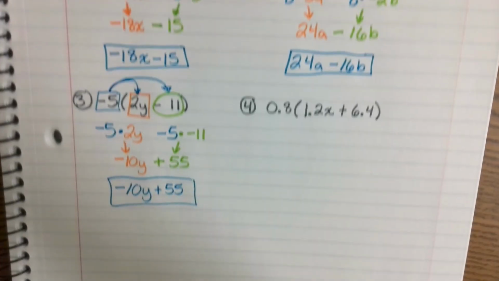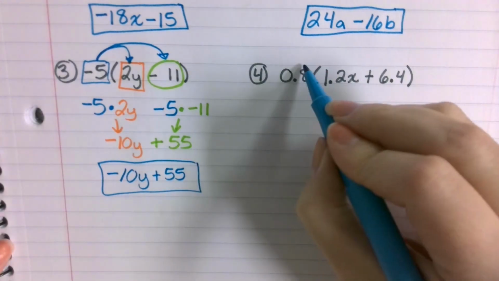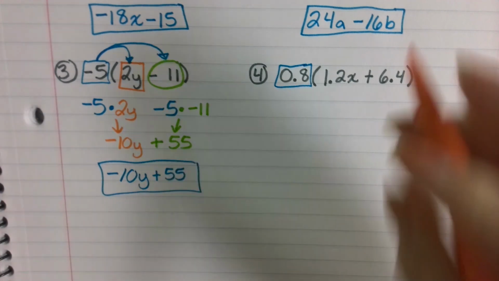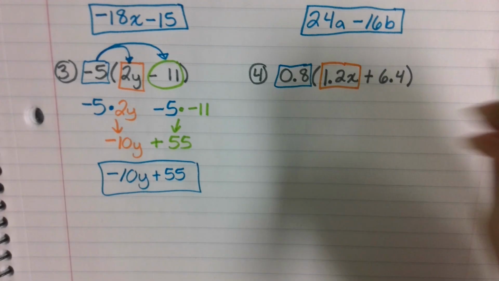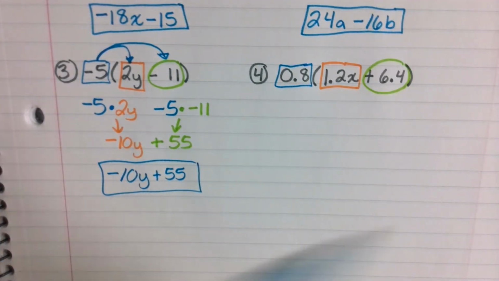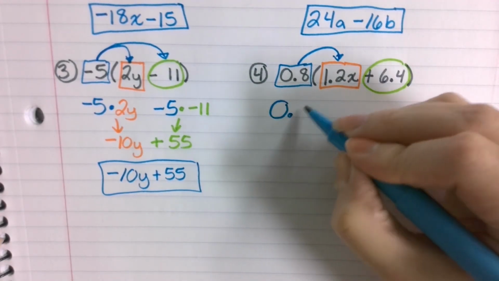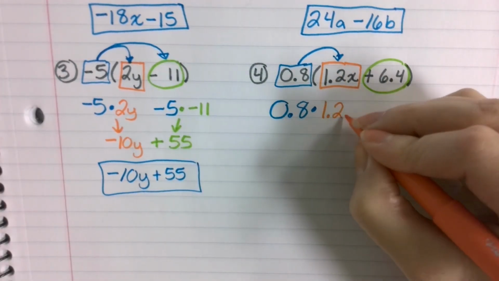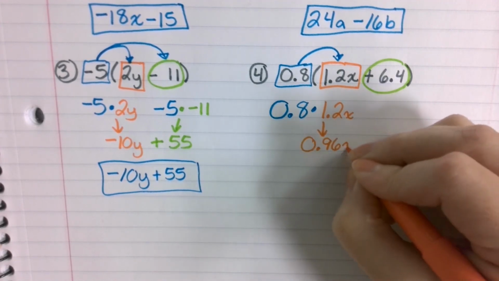Okay, last one. 0.8 is our distributing value. We're going to distribute it to the 1.2x and to the positive 6.4. So we're going to do 0.8 times 1.2x. That's going to give us 0.96x.